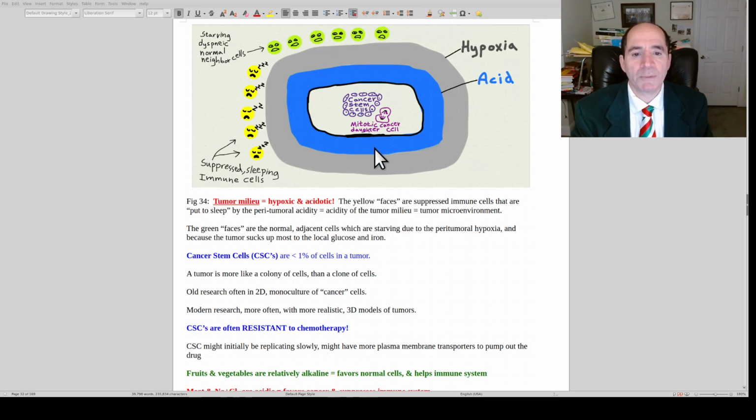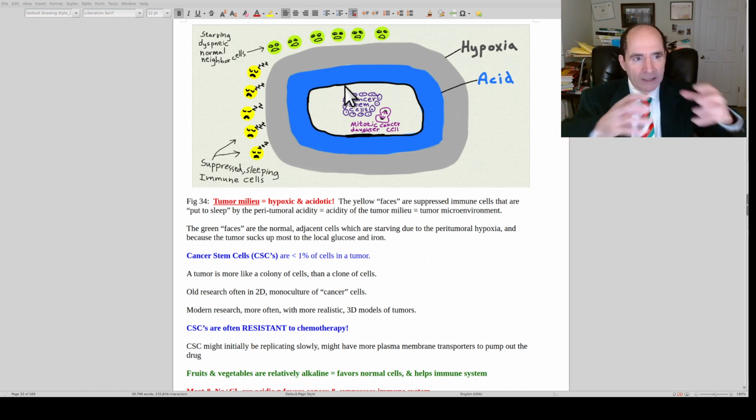Okay, so here's a tumor milieu, meaning the tumor microenvironment. And the acidosis around the tumor cell, because it pumps out the protons causing acidosis, puts the immune system to sleep. So it cannot remove the cancer cell, okay? So there's acid pumped around it. In this case, I'm using it like a moat, like a castle with a moat around it, all this blue stuff.